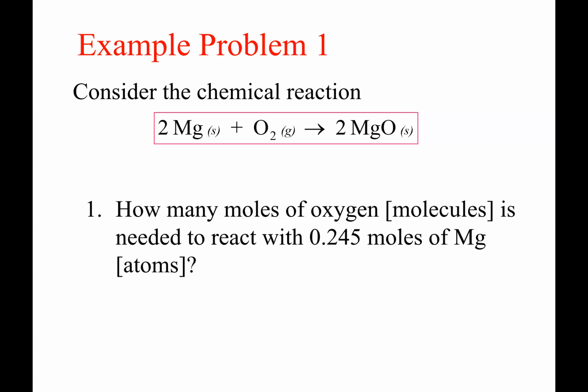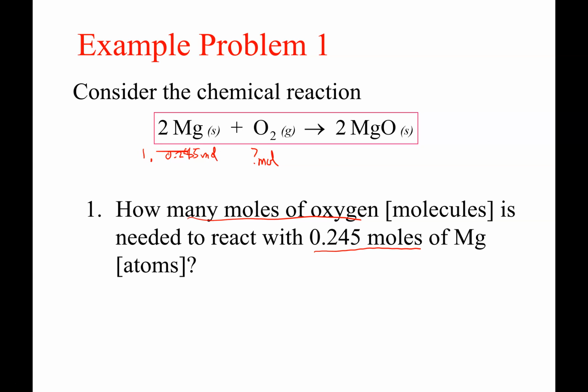I like to write underneath the equation from the problem. So how many moles of oxygen molecules? I'm going to find my O2 and put question mark moles. I just put it underneath the species. How many moles of oxygen molecules is needed to react with 0.245 moles of magnesium? So I'll find my magnesium and I'll put 0.245 moles. Okay, so that's my question 1.